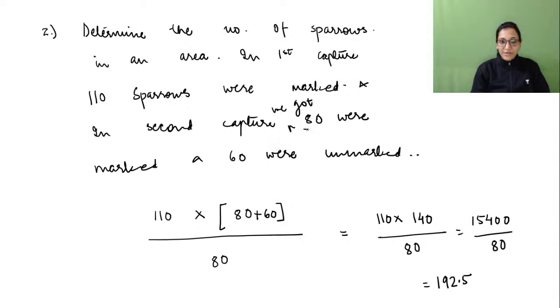Instead of giving the total number of individuals captured in the second go, I have split it up into two parts, that is marked and unmarked. So we don't need unmarked separately, we just need the total number of individuals obtained in the second go. So this is how we are going to solve this question. I hope you people are understanding. Have you understood this thing? Please write in the comment box if you have understood.